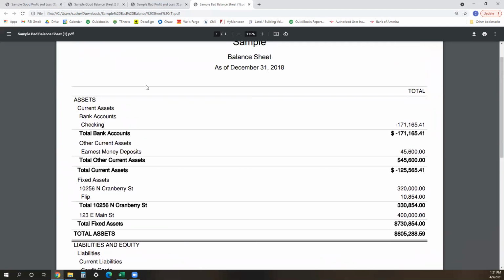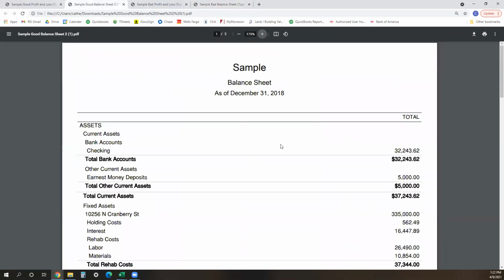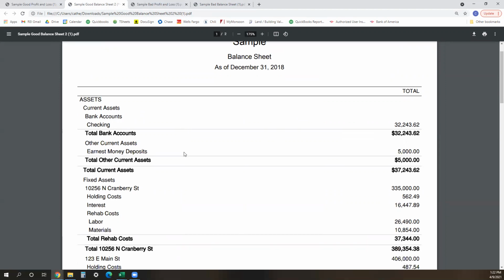I'll move over to the good balance sheet and show you what we would like to see rather than something like that. So here is a good example of a balance sheet. Again, we've got the assets, the liabilities, and the equity.